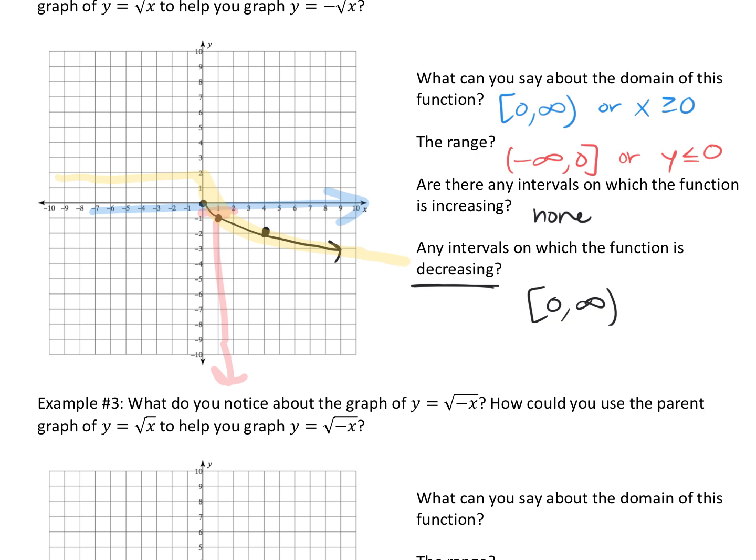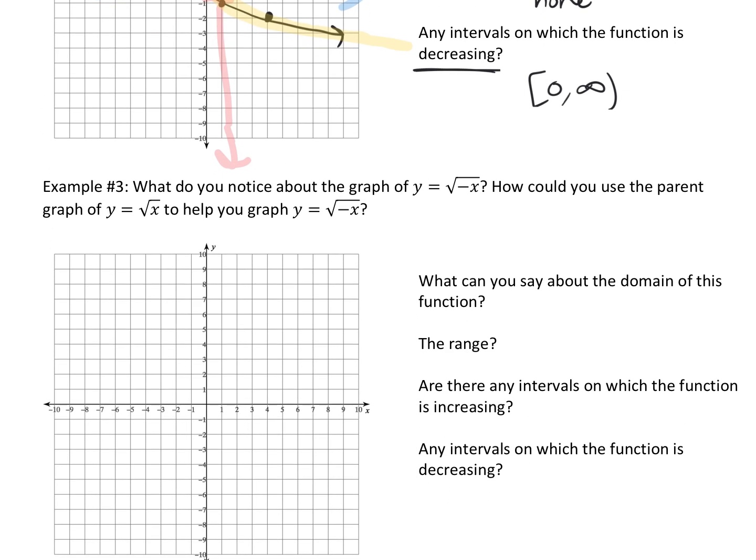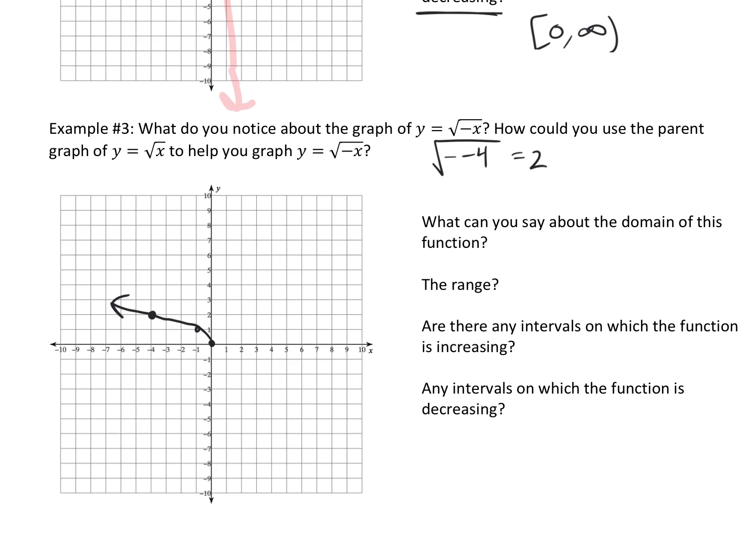That's exactly right. So our parent function normally looks like this. Not quite like that, but kind of like that. If I plug in a negative value, negative 4, and I evaluate this, doesn't that give me 2? So it's flipping over the y-axis. I'm going to plot my points here: 0, 0, negative 1, 1, negative 4, 2. If I plugged in a positive 4, it wouldn't exist, because I can't take the square root of a negative, which is why the graph stops here.